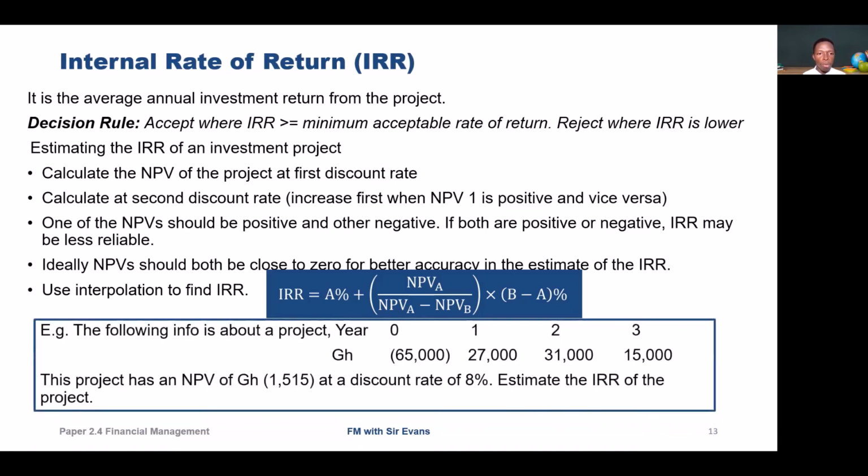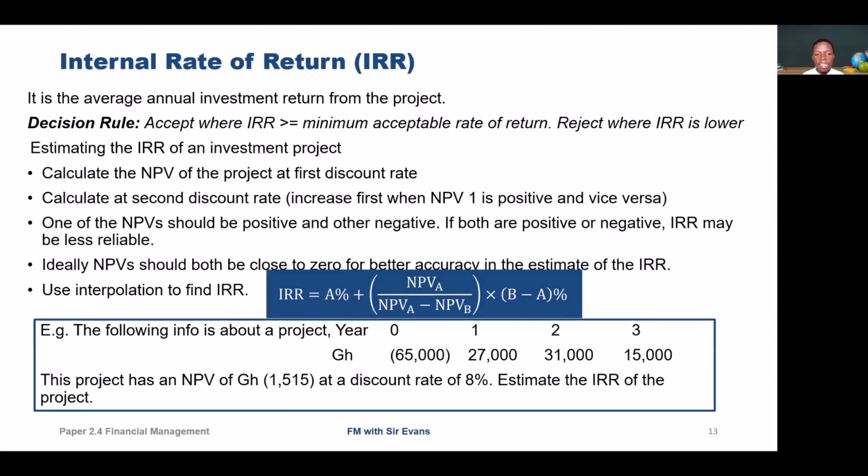So this is an example. A project has a year 0 initial outflow of 65,000. In year 1, 27,000, year 2, 31,000, year 3, 15,000. Now the project has an NPV of negative 1515 at a discount rate of 8%. So to find the IRR, the first discount rate used was 8%, and it was giving negative 1515.